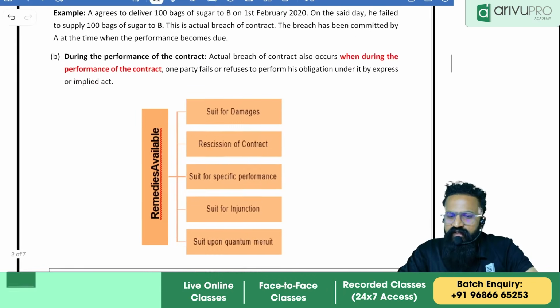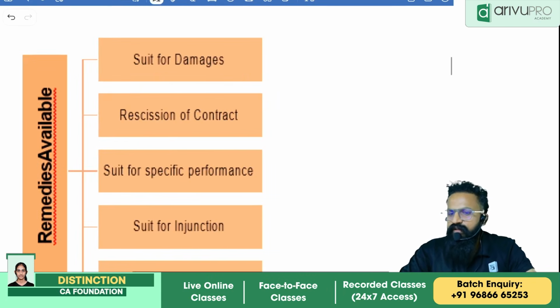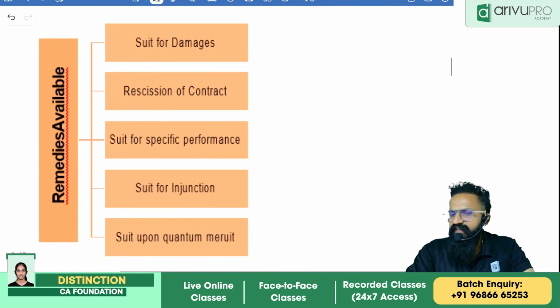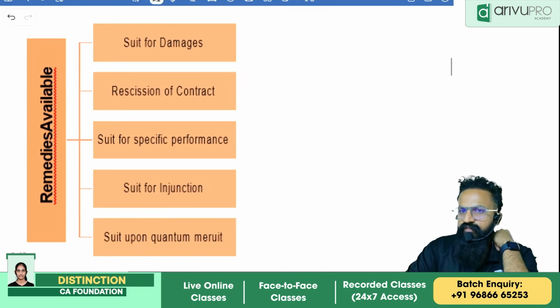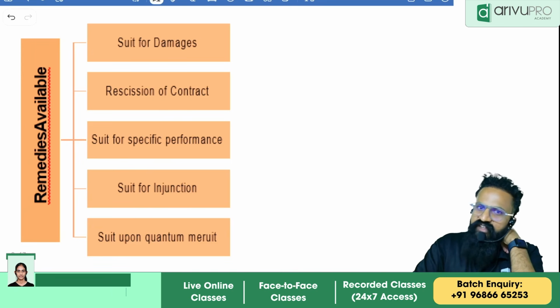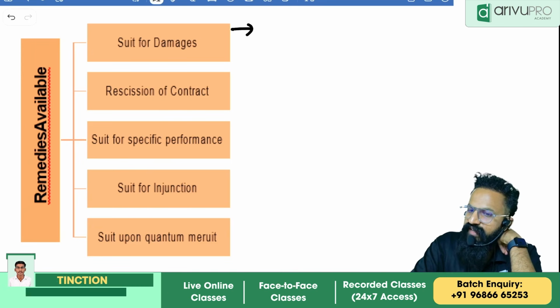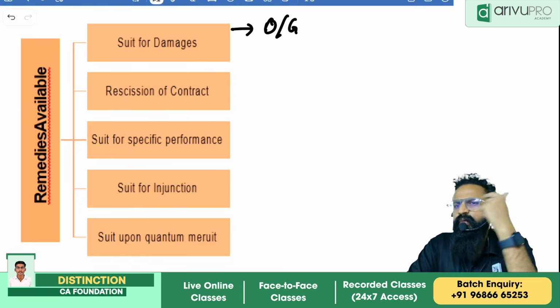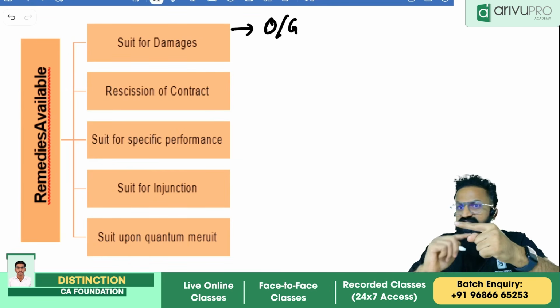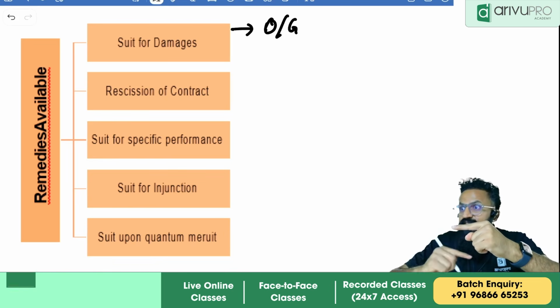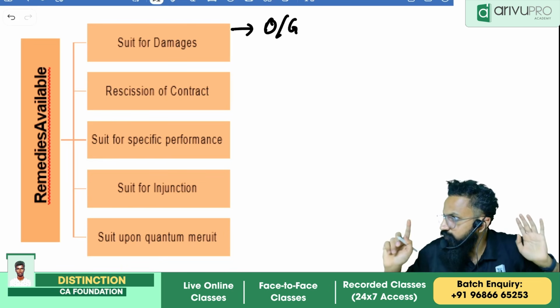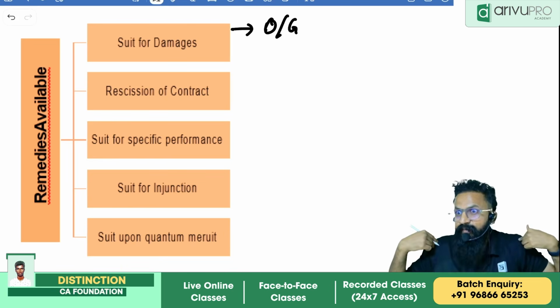Sir, next one, sir. What are the remedies available? These are the remedies available. First one is called suit for damages. Under damages, what in all can I claim? First one is called ordinary or general damages. That is nothing but whatever has naturally arisen because of the breach of contract. For that I am liable.